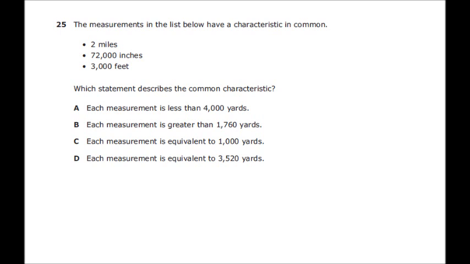All right, so the measurements in the list below have a characteristic in common. The 2 miles, the 72,000 inches, and the 3,000 feet. It says, which statement describes the common characteristics? Now, as I look at each one of these, I notice that they're all talking about length. So I really want to get all of this converted into yards. So I would look at my formula chart, and I know that 1,760 yards is equal to 1 mile. So I would need to take this number and multiply it times 2 in order to get how many total yards that would be.